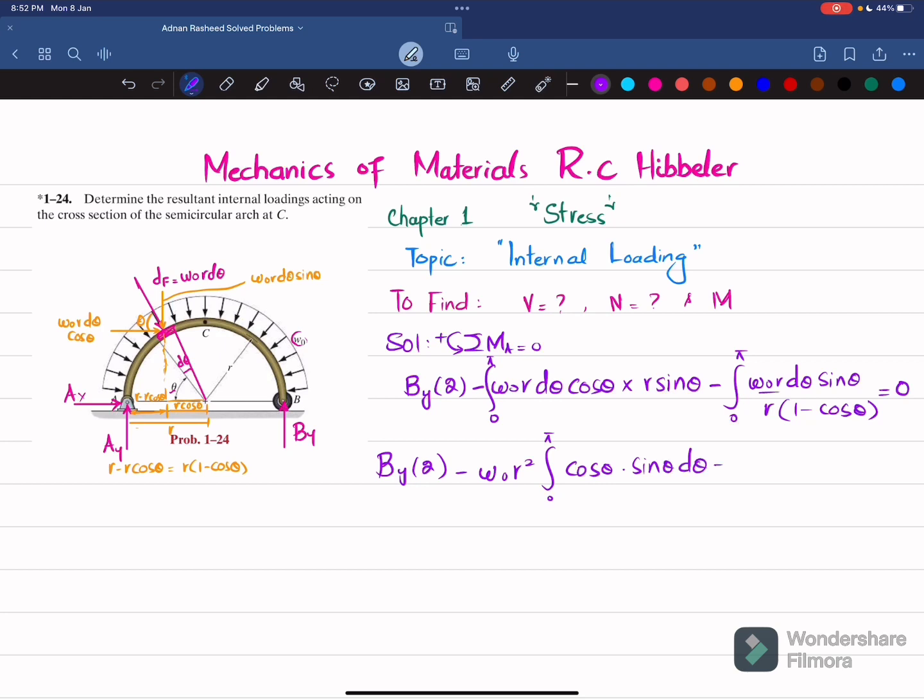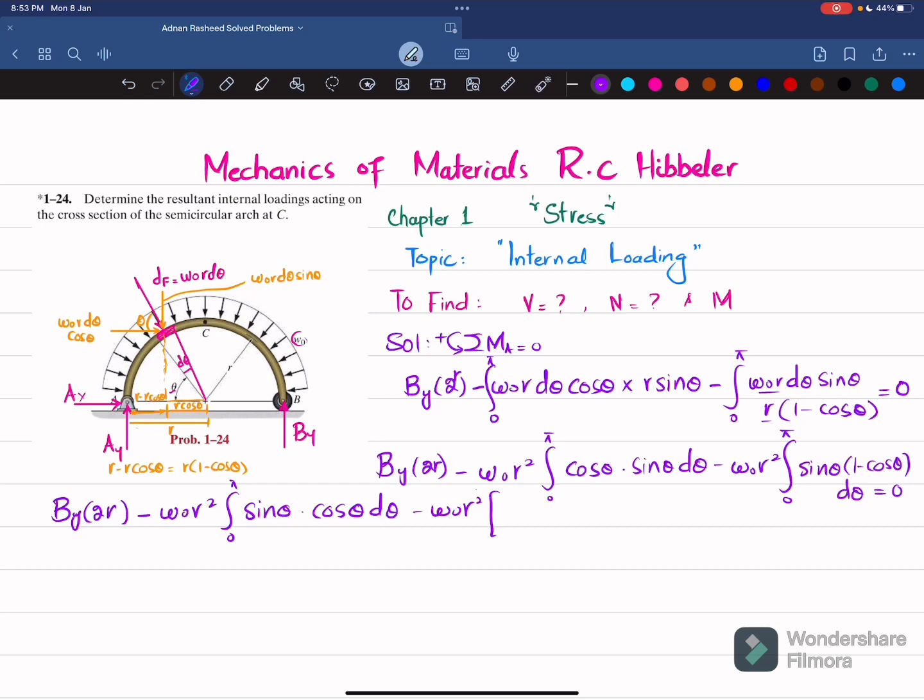And same here, we will get w naught r into r is common, so w naught r square will be common, and we will be left with integral of 0 to pi sine theta into 1 minus cos theta d theta is equal to 0. Now further simplify it: By into 2 is equal to By into 2r, so you have to multiply it with r. So By into 2r minus w naught r square integral of 0 to pi sine theta into cos theta d theta, minus w naught r square integral of 0 to pi sine theta d theta, minus integral of 0 to pi sine theta cos theta d theta is equal to 0.